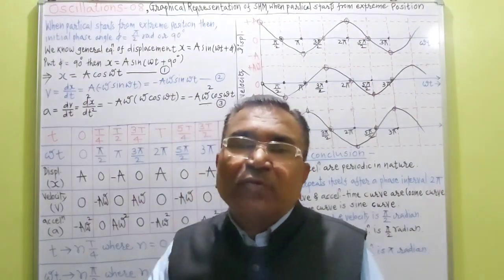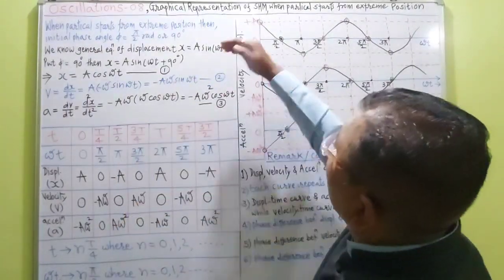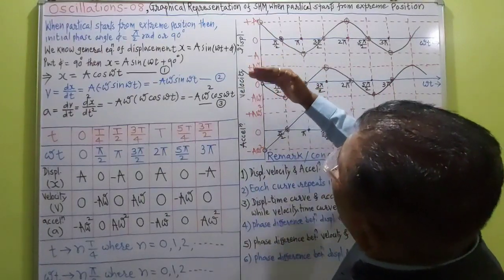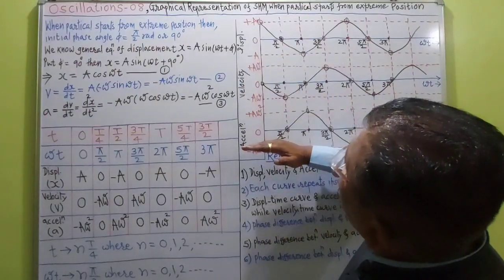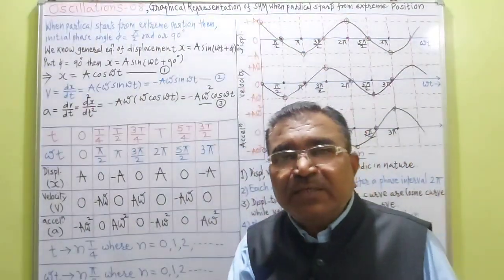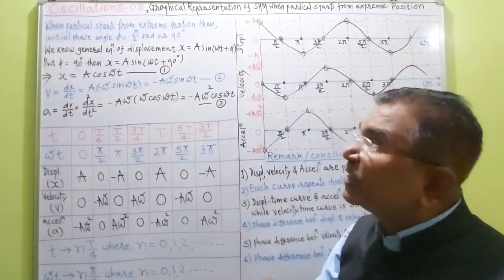Then we will have to write three conclusions. What is the phase difference between displacement and velocity? What is the phase difference between velocity and acceleration? What is the phase difference between displacement and acceleration? How can we calculate the phase difference? The simplest way is like this.